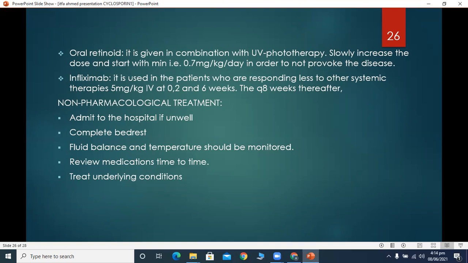Then our non-pharmacological treatment would be to admit him to the hospital if he is unwell. Patient should be given complete bed rest. His fluid balance and temperature should be monitored. Review his medications from time to time, to see whether some medications need to be added or omitted. Treat other underlying conditions that can trigger or worsen his skin condition. That's why underlying conditions should also be monitored.